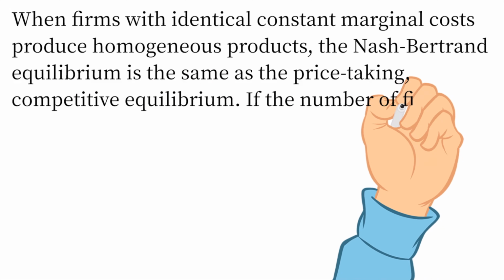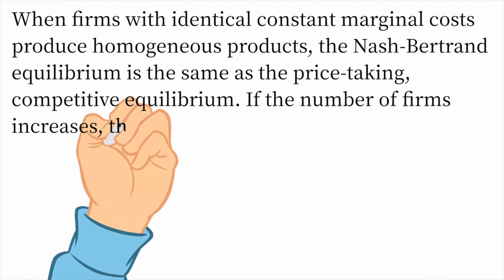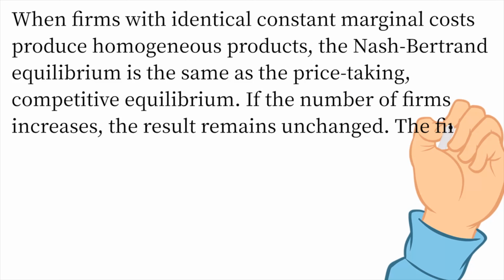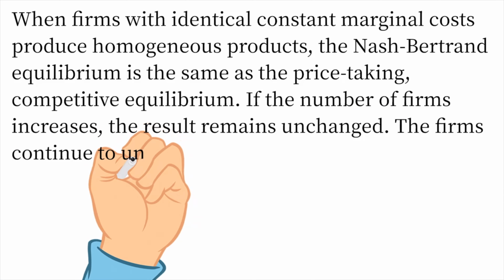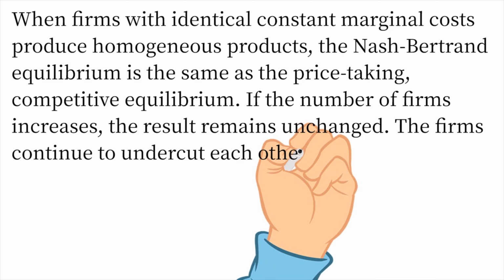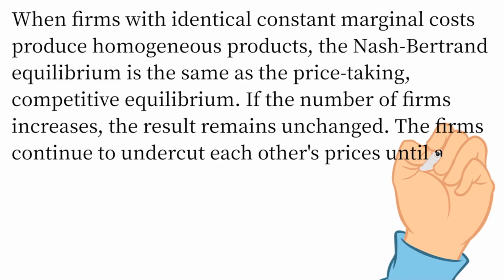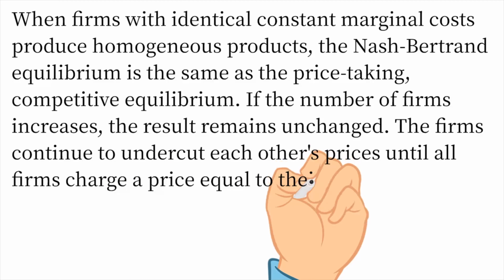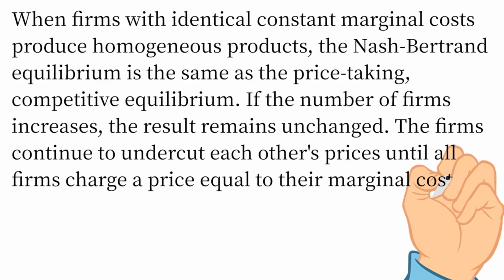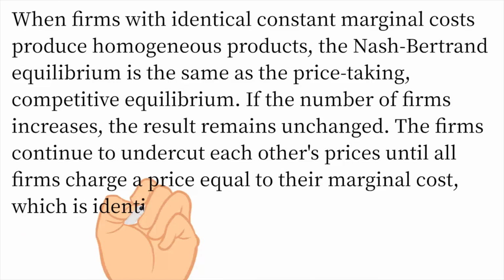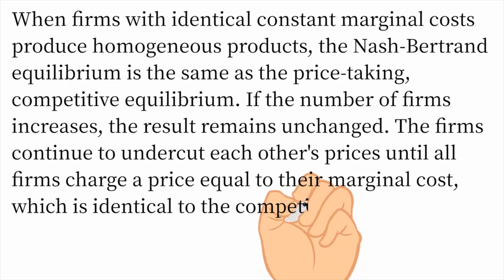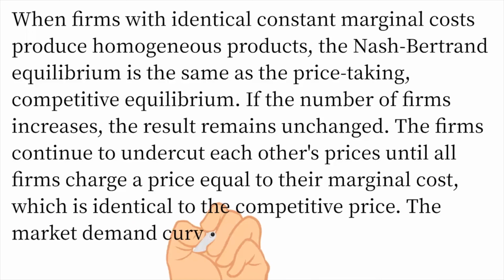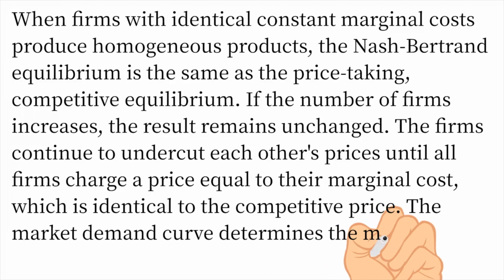If the number of firms increases, the result remains unchanged. The firms continue to undercut each other's prices until all firms charge a price equal to their marginal cost, which is identical to the competitive price. The market demand curve determines the market output, which is the competitive quantity.